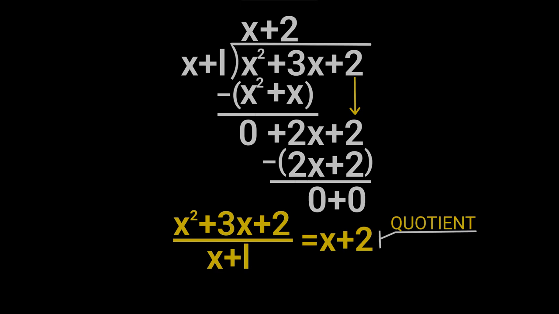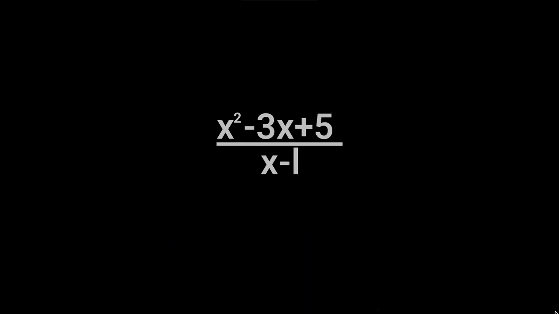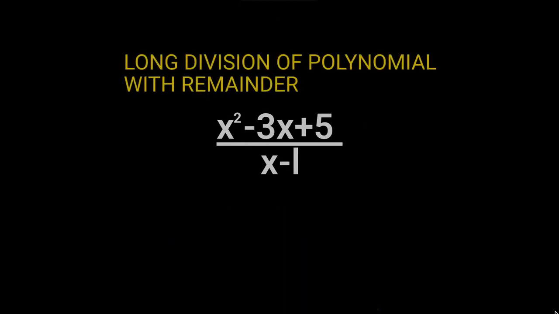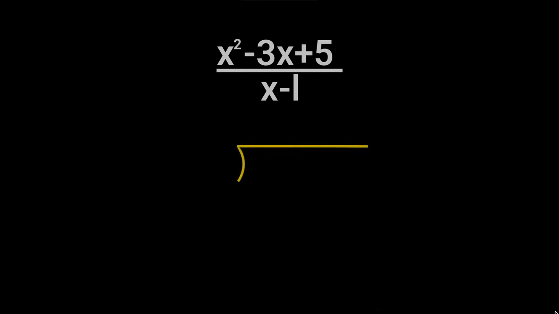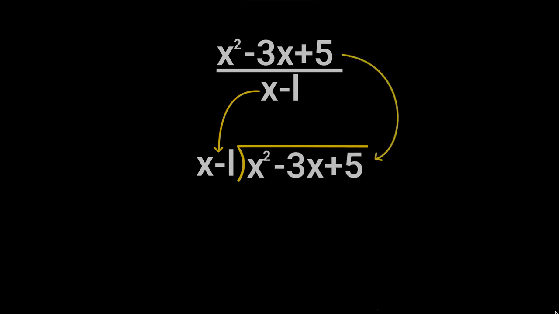We're gonna go to the second problem. This is the second problem that we're gonna solve, with the remainder. We're gonna continue with the same process. First, we're gonna rewrite the problem. We're gonna take the division sign and write it in the form of long division. And then we're gonna take the x minus 1 and put that on the left side of the division, and take the x squared minus 3x plus 5 and put that inside the division sign.